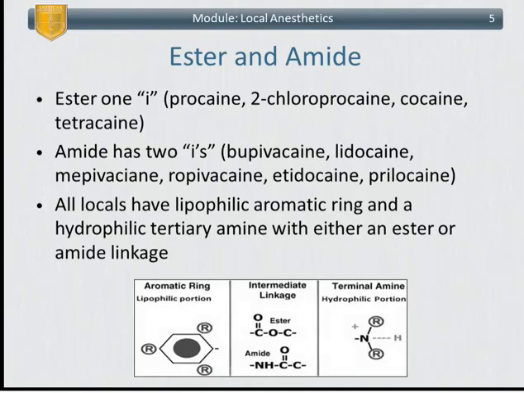Okay, so local anesthetics come in two types, esters and amides. I presume most people have heard of the mnemonic that because there is an I in amide and there is no I in ester, esters only have one I in the cane part of the word, and amides have two I's. Besides the cane, they have another I in the first half of the word. So all local anesthetics have a lipophilic aromatic ring and a hydrophilic tertiary amine with either an ester or an amide linkage. Right? So they all come with the aromatic ring. They all have this hydrophilic end, and then we have different connections between the two, either the ester format or the amide format.